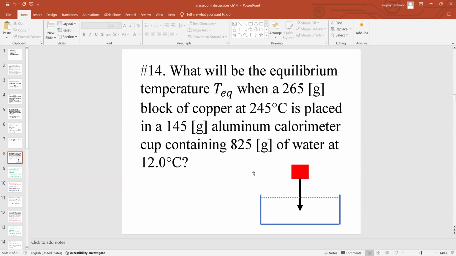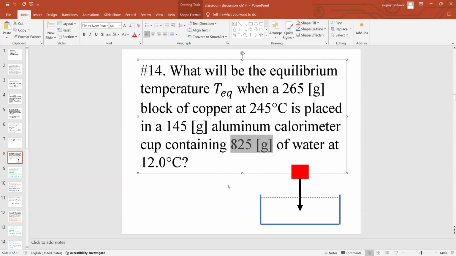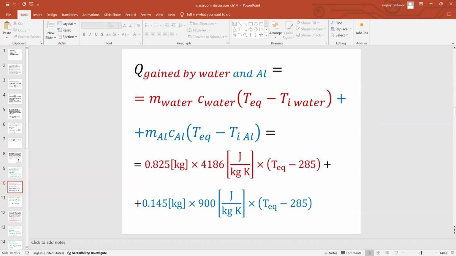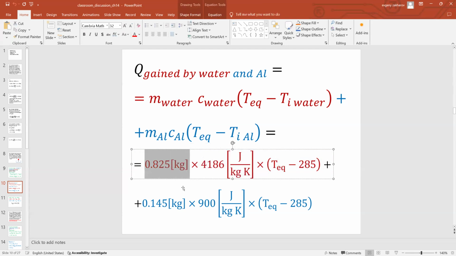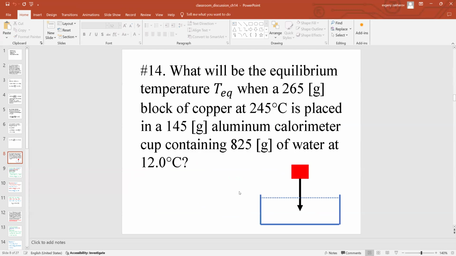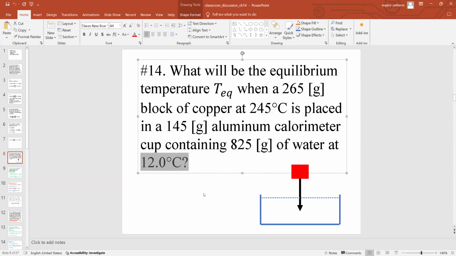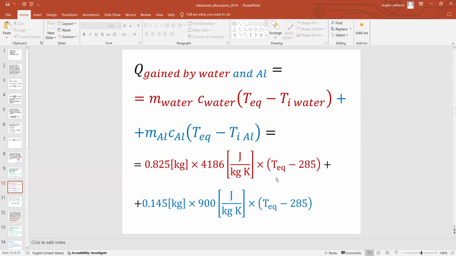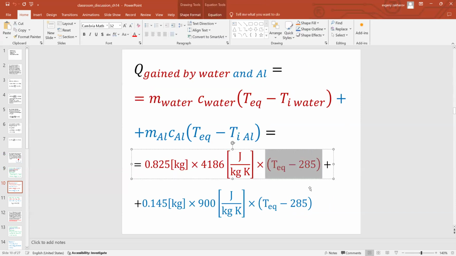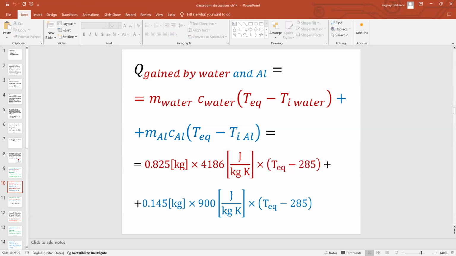And it says 825 grams. So you have to convert those grams into kilograms. And once again, it's the equilibrium temperature we're looking for. We don't know it, but the initial temperature of water is given. It's given as 12, but you have to convert to Kelvin. So you plus 273, and you're going to get 285 degrees Kelvin for the initial temperature of water.